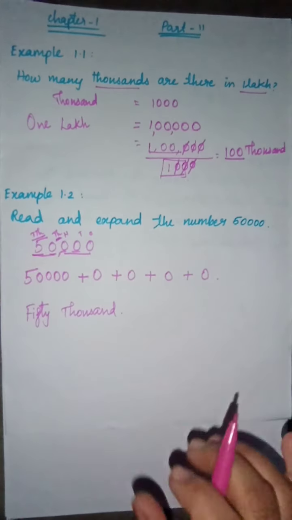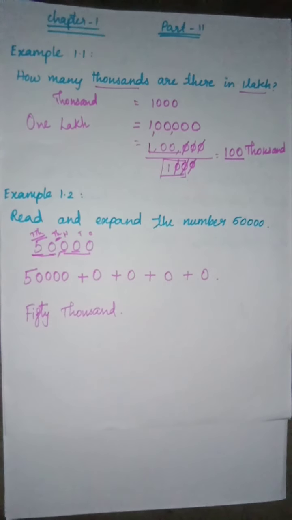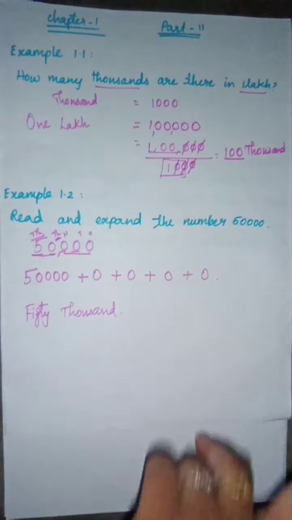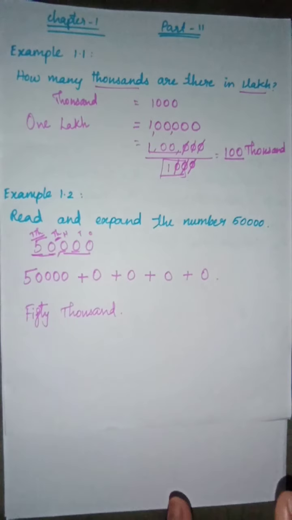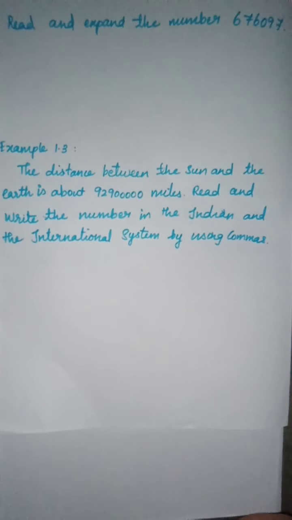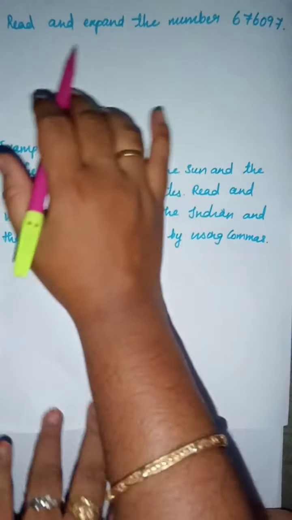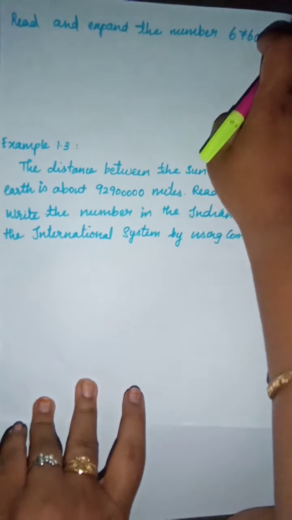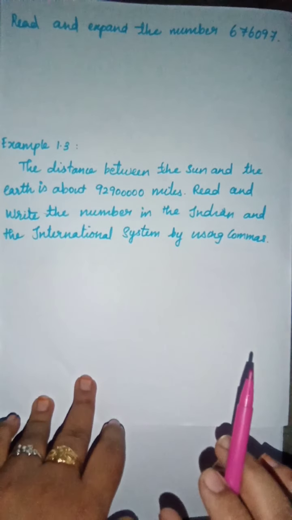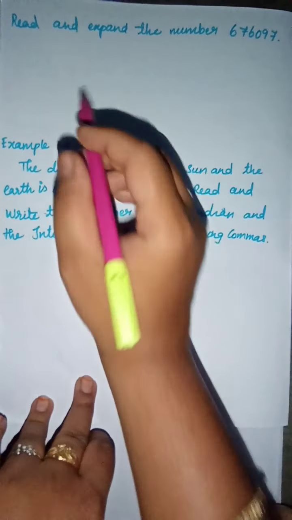Can you understand how we have to do this sum? Read and expand the number. Okay. So read the number 50,000. Next we are expanding. This is your choice. You can read first or expand first. That is your choice. You can do it by yourself also. Then the second question, that is read and expand the number 676097. Okay, they have given like this. So what is the first rule? We have to take that number and write it.